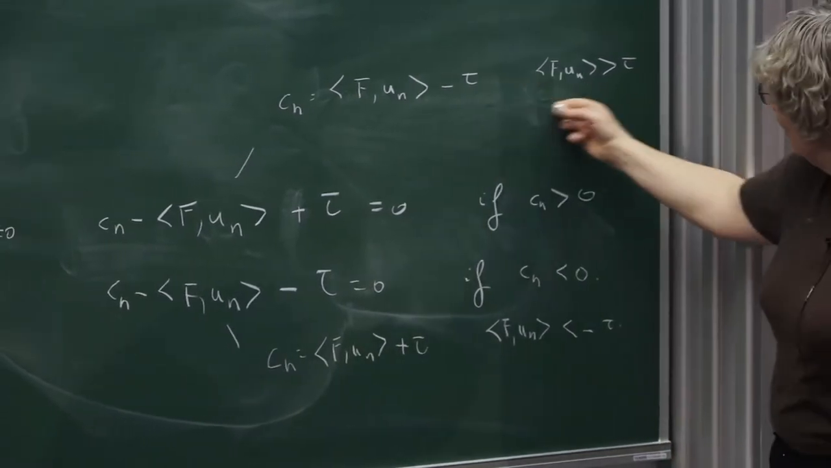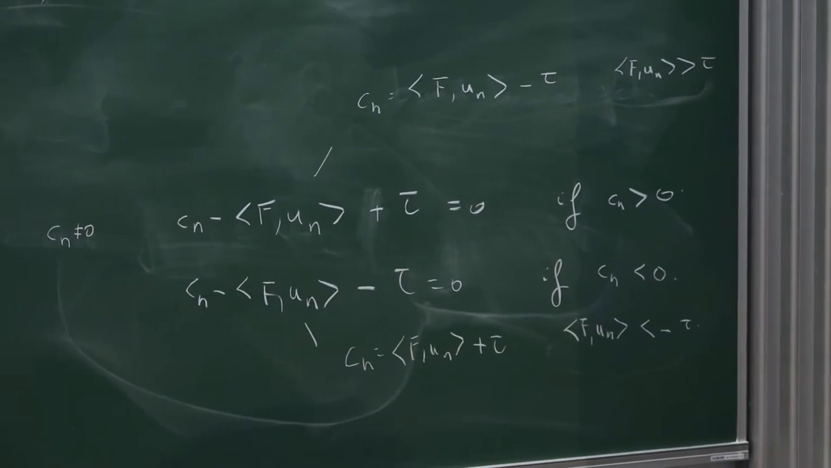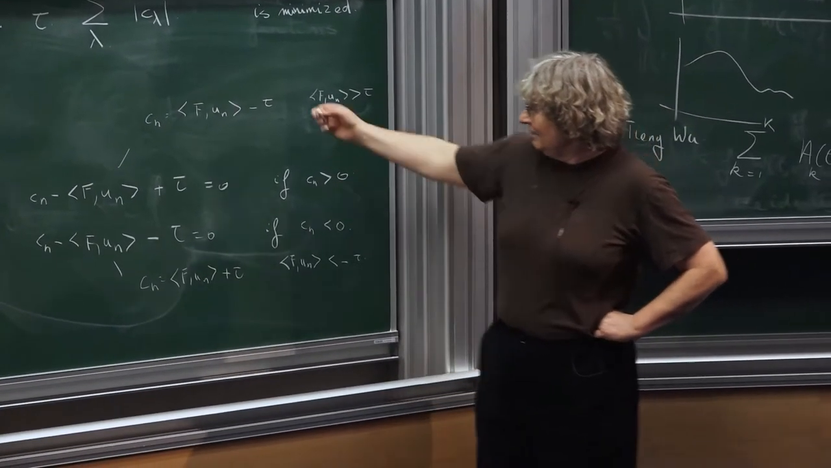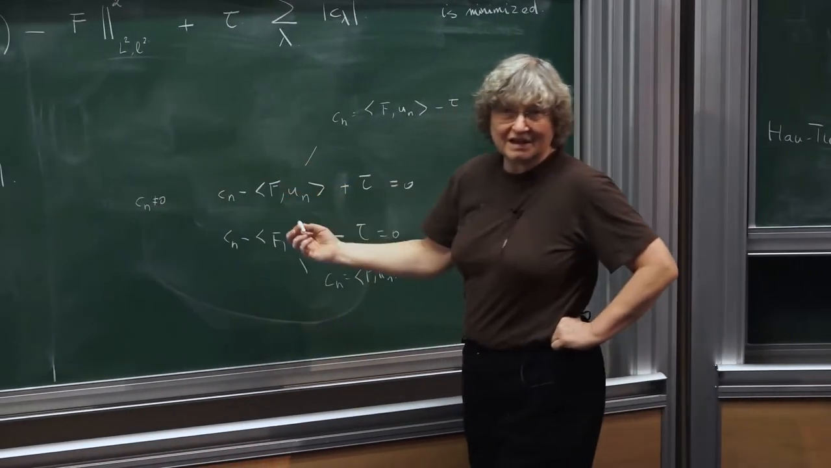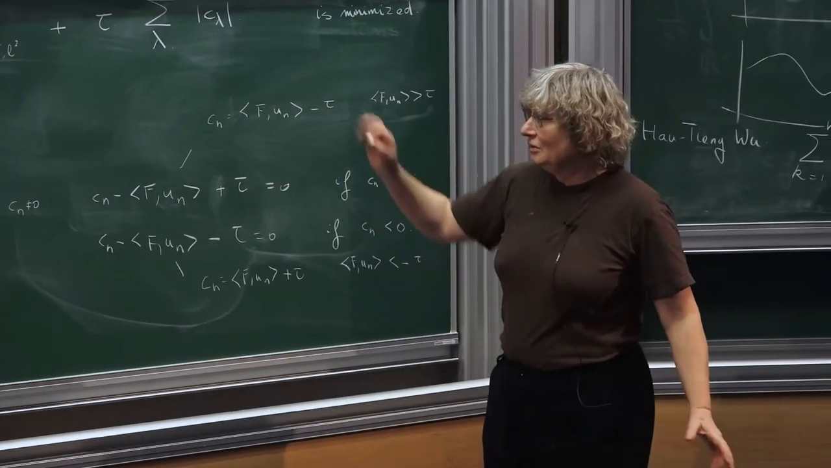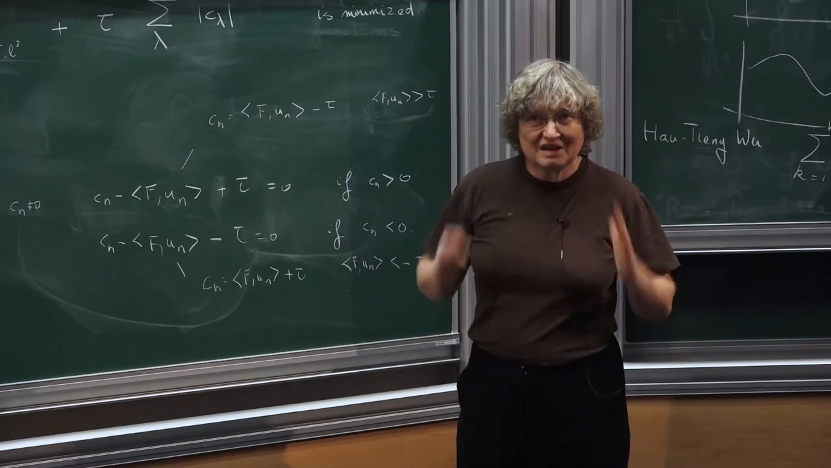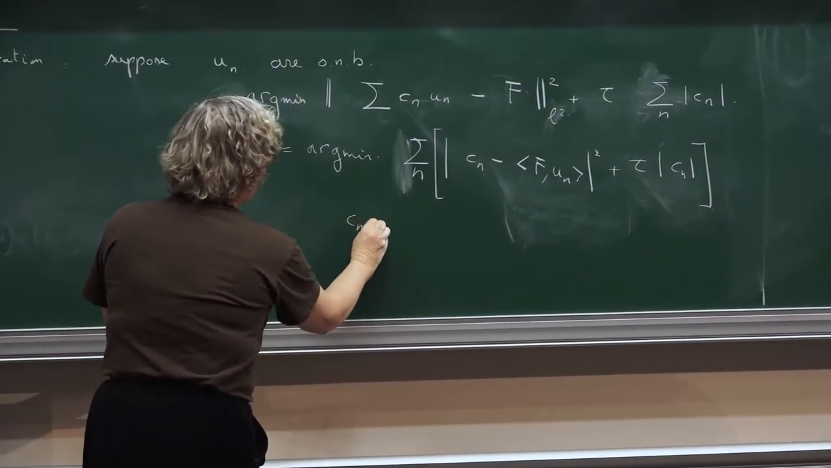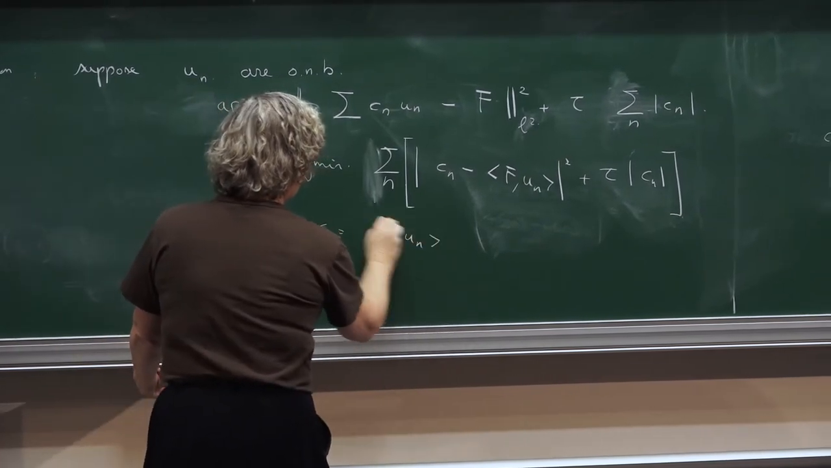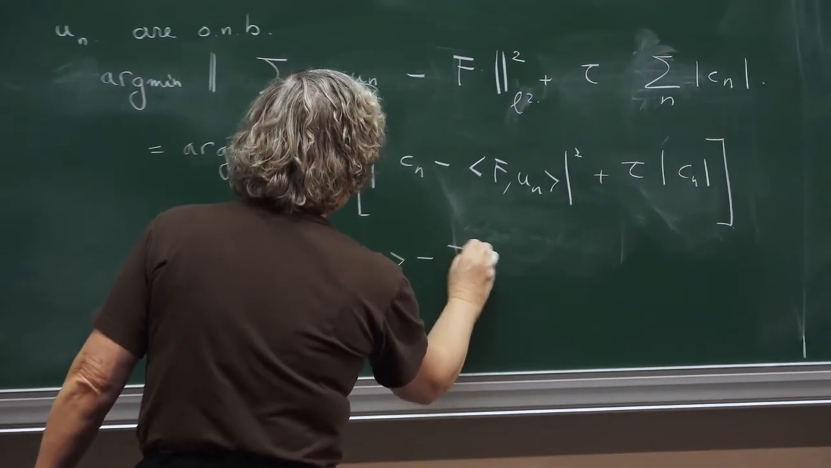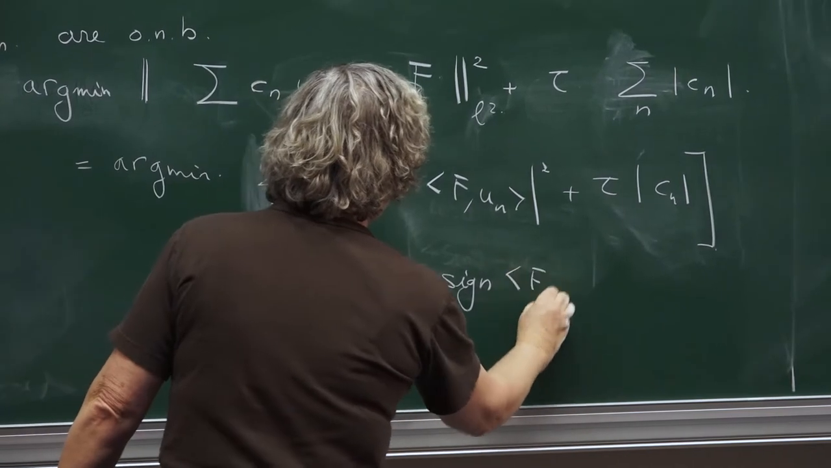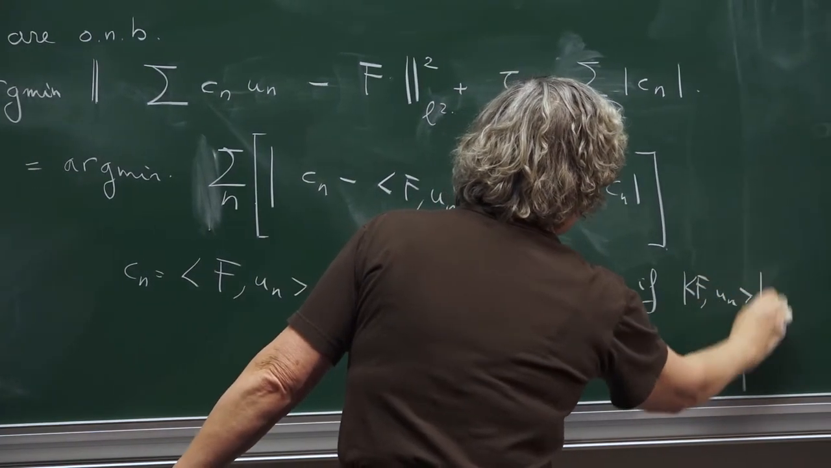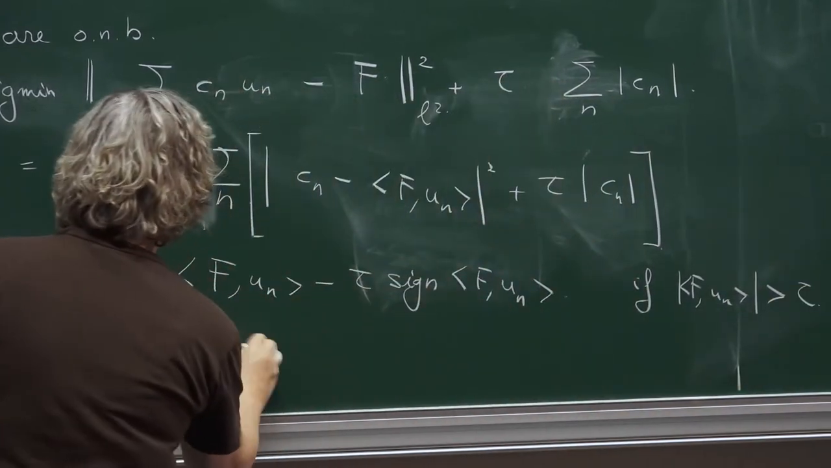So in order for this to be consistent, I need Fun to be less than negative tau. So you see between these two consistency conditions, there's a gap, namely Fun in absolute value lies between negative tau and tau. And then I can have neither this case nor that case. Well, I can't have Cn different from zero, I get Cn equals zero. So that's a kind of dirty derivation. Now, in order to do it correctly, you would have to work with the subdifferential and so on, you get exactly the same thing. So what you get is that the minimizer for this gives you Cn is Fun, and then you subtract from that tau times the sign of Fun if Fun is bigger than tau, and otherwise you get zero.